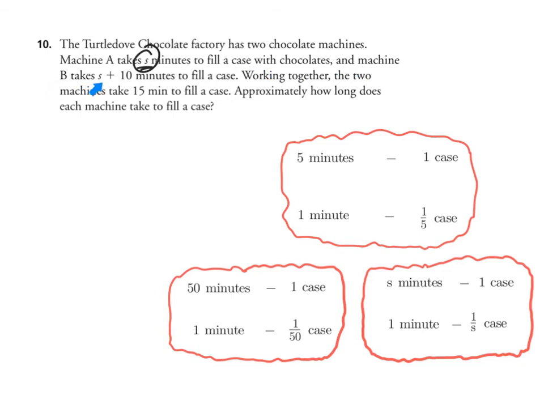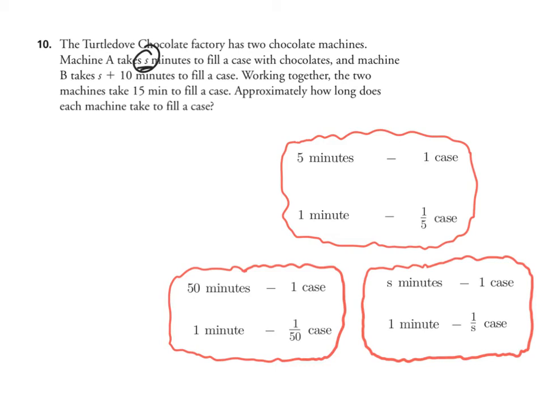Machine B takes S plus 10 minutes to fill a case. So in 1 minute, it fills 1 over S plus 10 cases. And working together, the two machines take 15 minutes to fill a case. So 15 minutes to fill a case means in 1 minute, they fill 1/15th of a case.